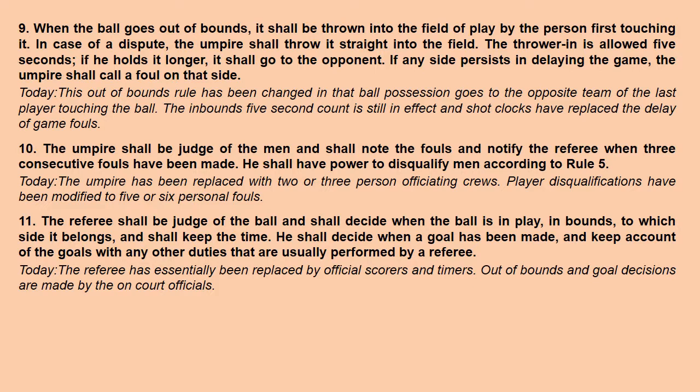10. The umpire shall be judge of the men and shall note the fouls and notify the referee when 3 consecutive fouls have been made. He shall have power to disqualify men according to Rule 5. Today, the umpire has been replaced with 2 or 3 person officiating crews. Player disqualifications have been modified to 5 or 6 personal fouls.